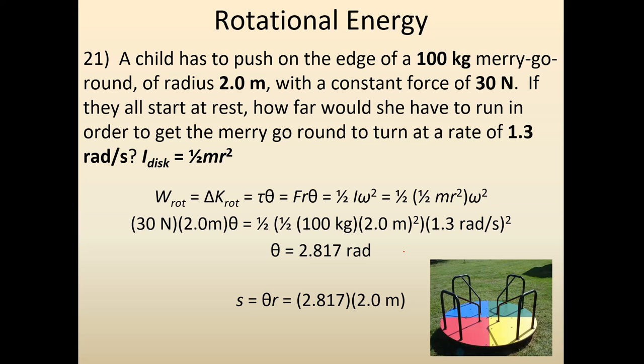So we're going to use s equals theta r, multiply this by 2 because the person's running along the edge of the merry-go-round, and we end up getting 5.63 meters. Now this is something we can visualize. It's a little bit over 15 feet. So we can already tell how far this child has to run in order for the merry-go-round to reach this speed. And that's pretty much it. So that was the first part where we just practiced using the equations and plugging the numbers in.